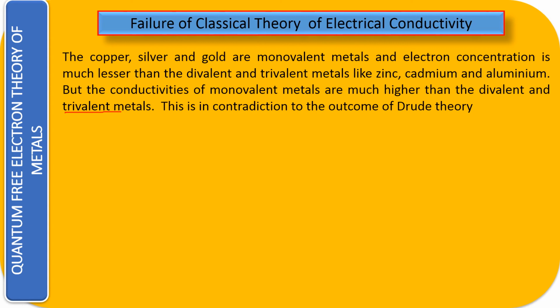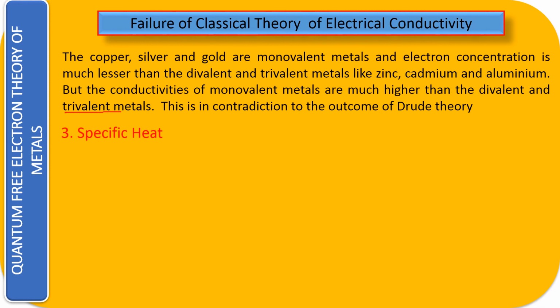So what I can say is that practically the conductivity is not directly proportional to the number of electrons, but with the Drude theory, the classical theory, we are saying it is directly proportional. So this is another failure. Let's look at one more.